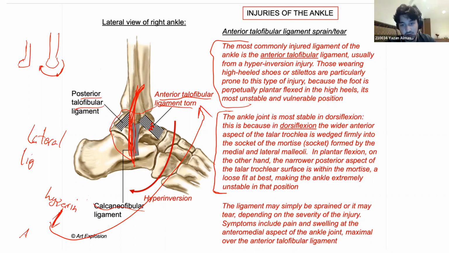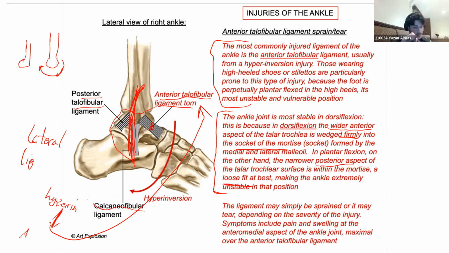And this is exactly what's being said here, okay? It's saying in dorsiflexion, we have the wider anterior aspect. Remember, the talus is wider anteriorly, okay? The posterior is thinner. And this means that it will firmly go into the socket, which is made from the malleolus, remember? However, the posterior aspect is going to be a loose fit. Okay, so this is all you need to understand.